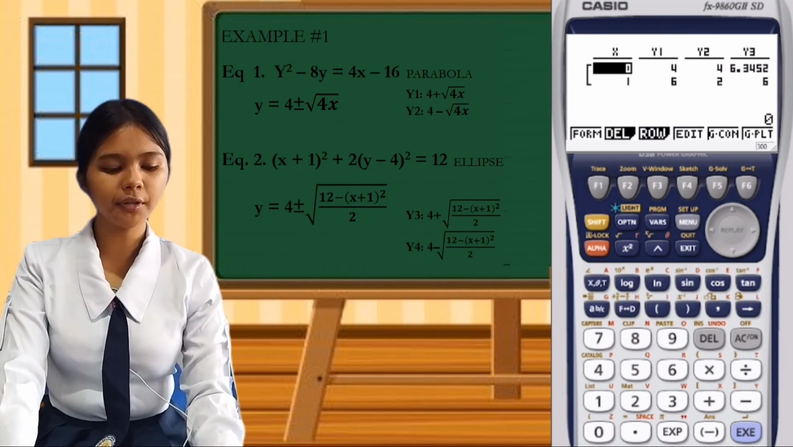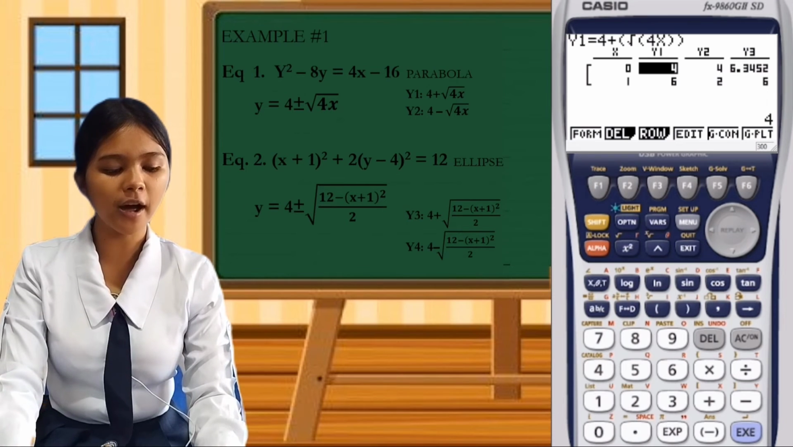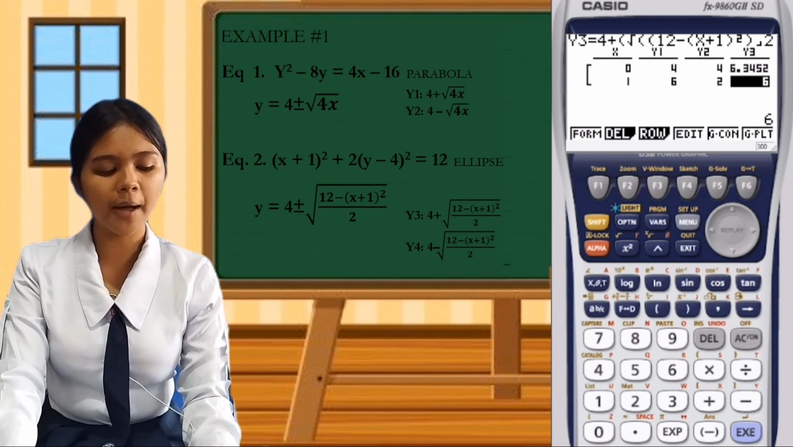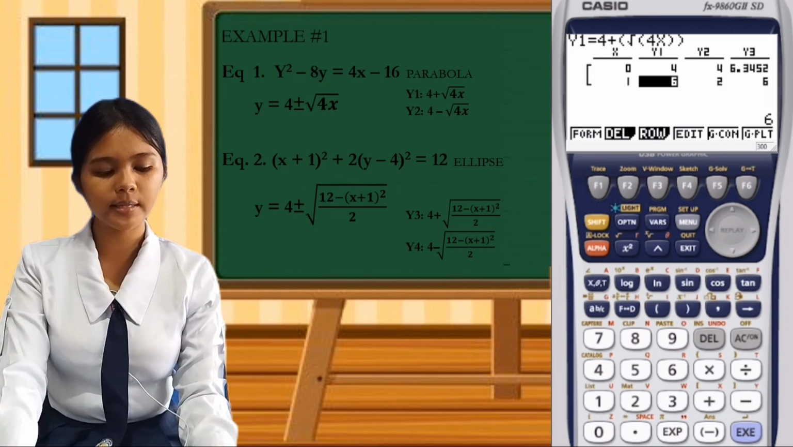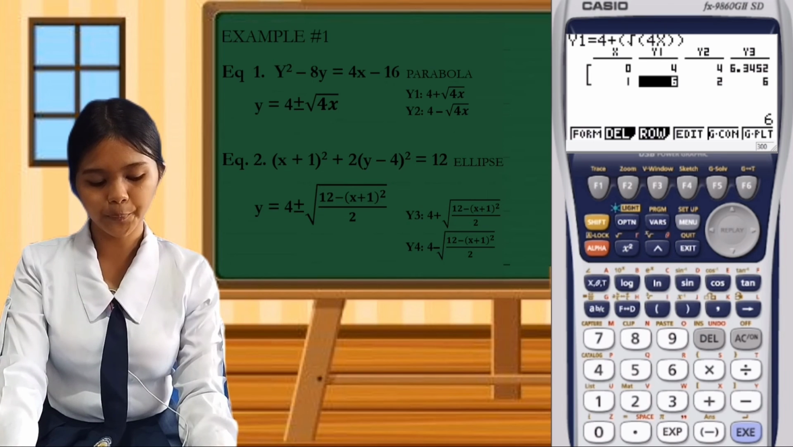From our table, we can see and verify that the vertex of the parabola is (0, 4), while the coordinates of point 1 is (1, 6) and the coordinates of point 2 is (1, 2).